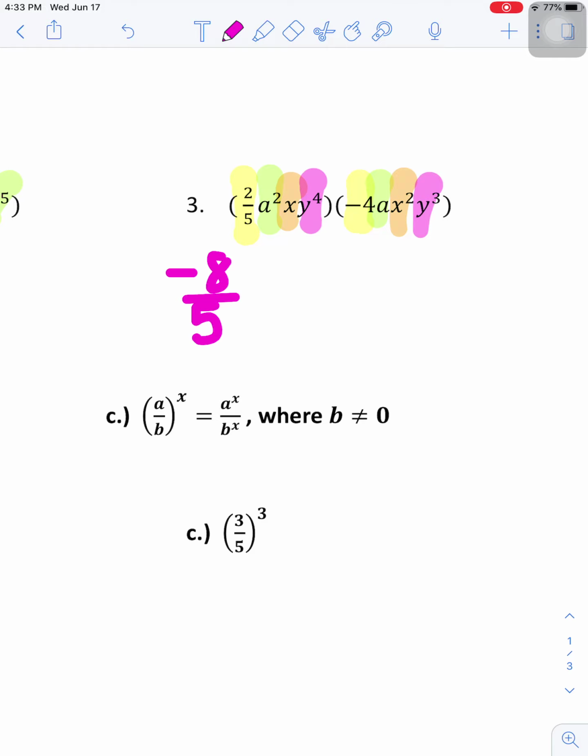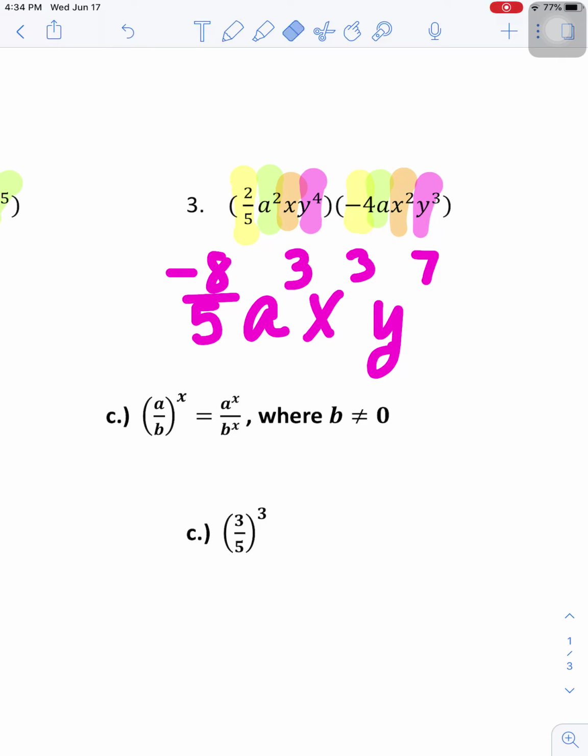A to the 2nd times a, just a to the 1st, it's by itself, would be a to the 3rd. Then you have an x and an x squared, so that's x to the 1st times x squared, which would be x cubed. And then y to the 4th times y to the 3rd is y to the 7th.